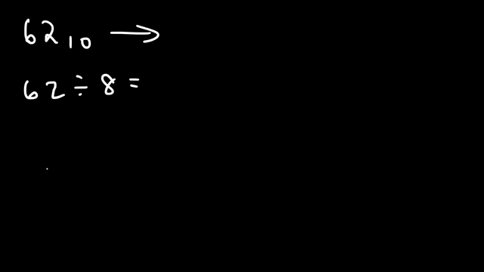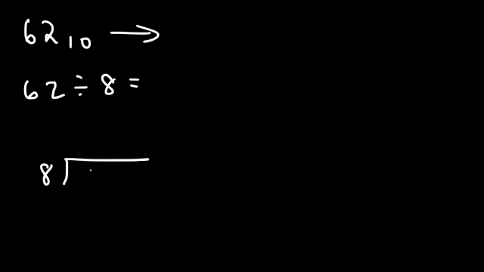Now let's talk about how to convert a decimal number into an octal number, but without using a calculator. Because sometimes you might be given a test question and you can't use a scientific device. So let's talk about how to do that. Okay, let's convert 62 into an octal number. So we need to divide 62 by 8. So let's use long division.